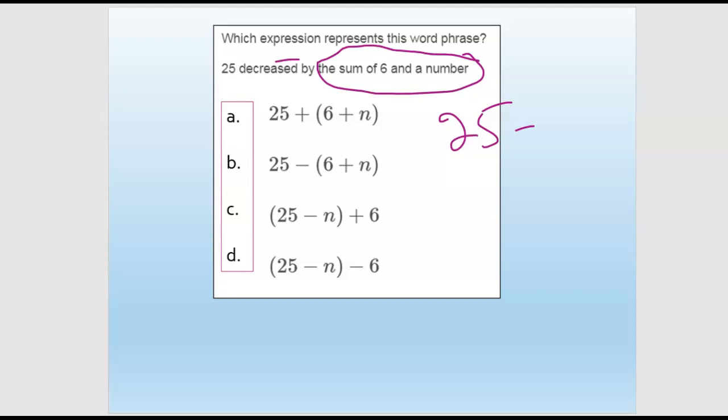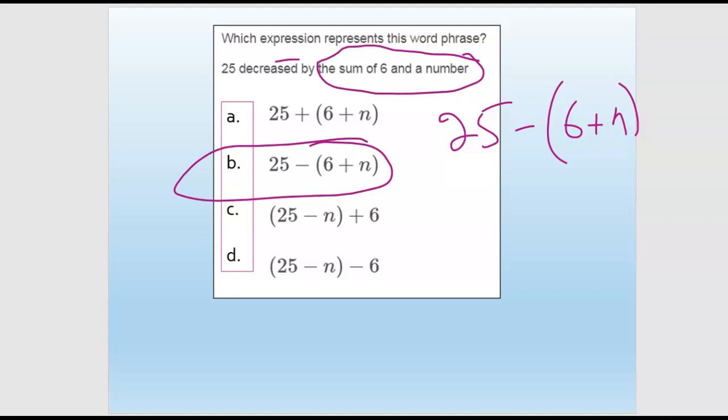That's what tells you need to use grouping symbols. Decreased by the sum of 6 and a number. 6 plus some number, 6 plus n. 25 minus (6 plus n). So if you were trying to read the rest of these out loud, you might say 25 increased by the sum of 6 and a number.